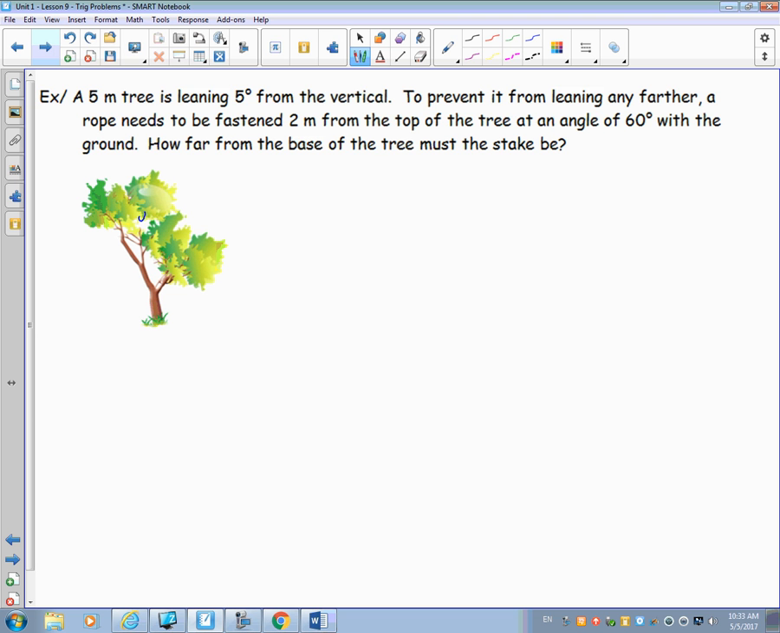So, we've got to put a rope on this tree to keep it from leaning over, because it's leaning just a little bit. How much? It's leaning from the vertical, straight up and down, right? Vertical, it's leaning 12 degrees. There's my picture. What else do I, oh, sorry, not 12 degrees, 5 degrees.